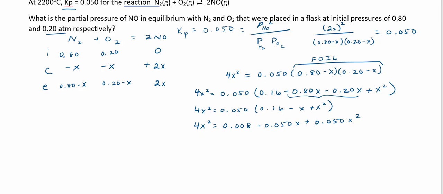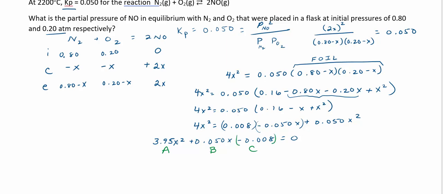So I'm going to subtract 0.050x squared from both sides, and I end up with 3.95x squared. Then I'm going to add 0.050x to both sides. That gets rid of this. And I'm going to subtract this 0.008 so that I have this expression that equals 0. Now, when I put this into the quadratic equation, what I need are these coefficients. This is A, this is B, this is C.